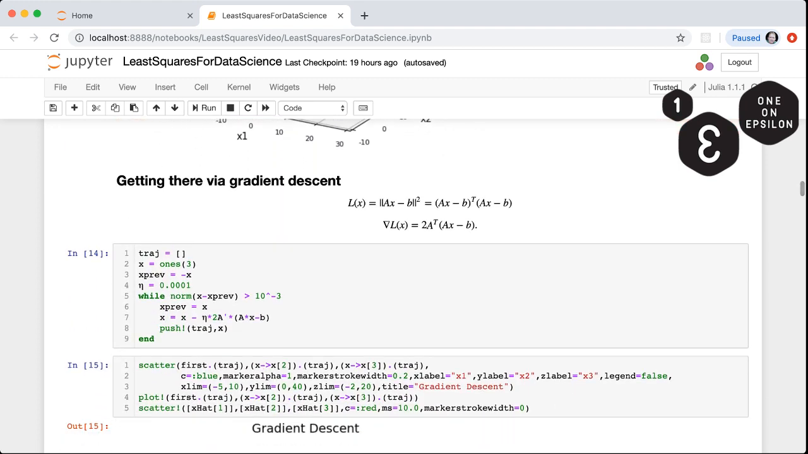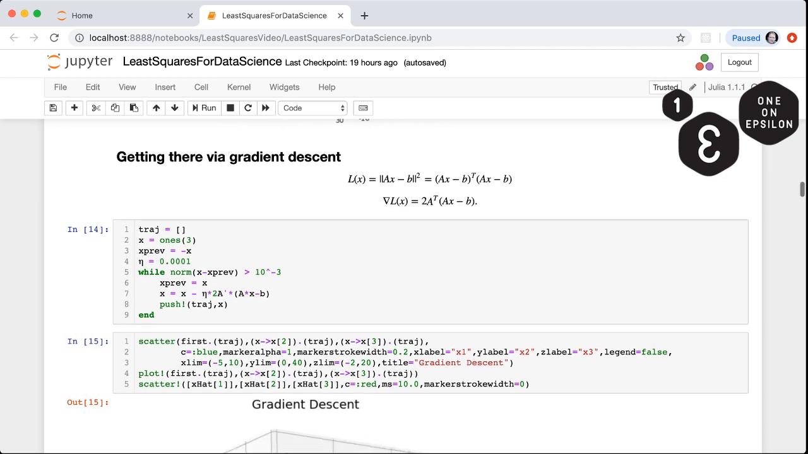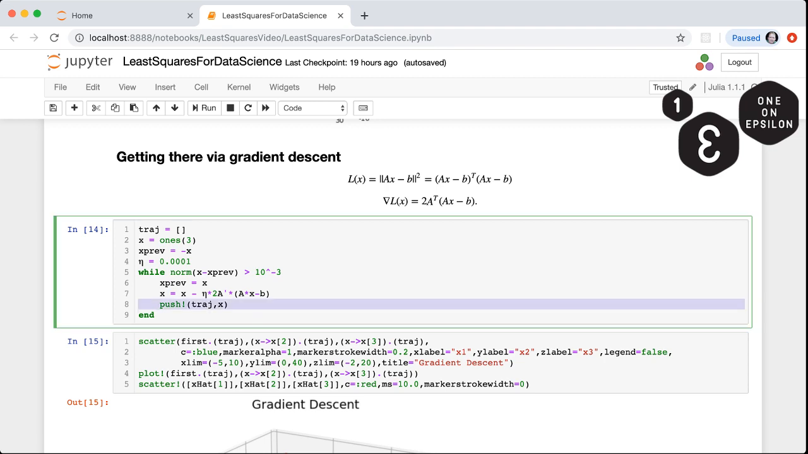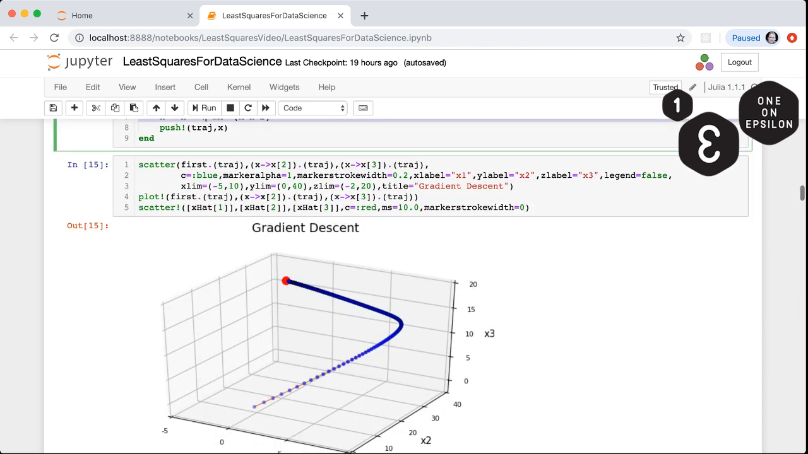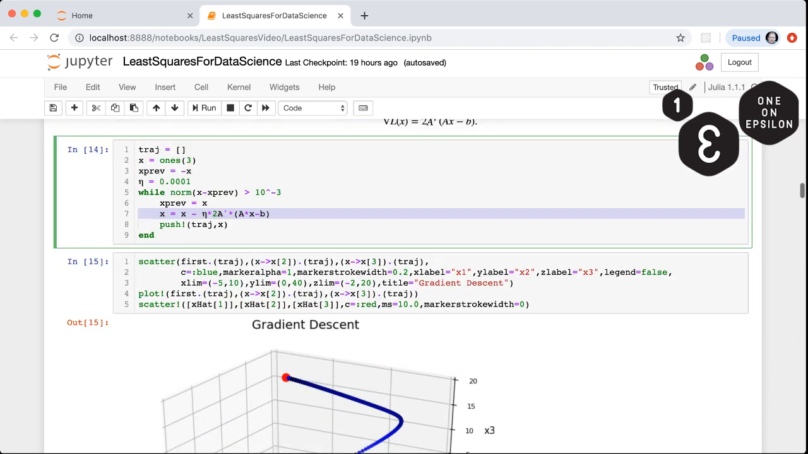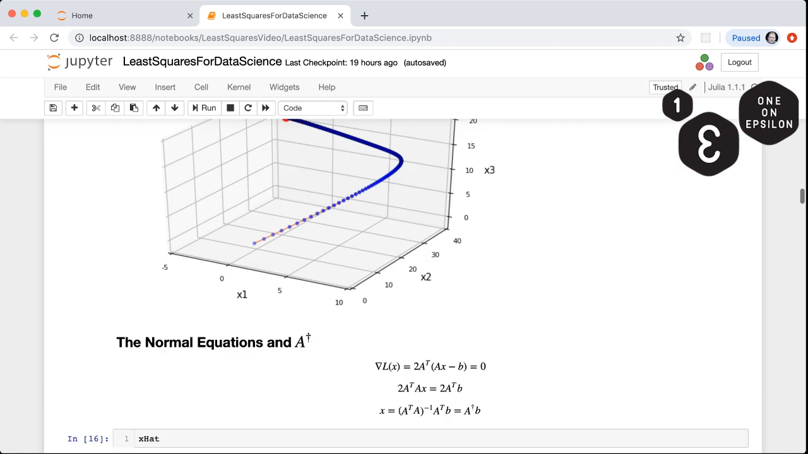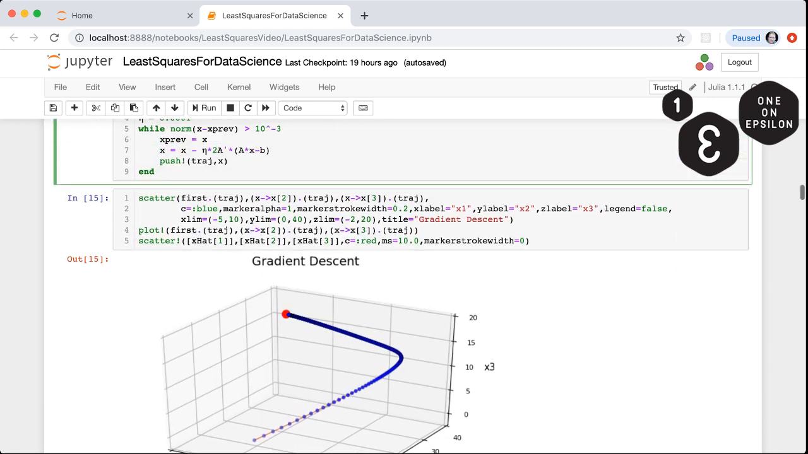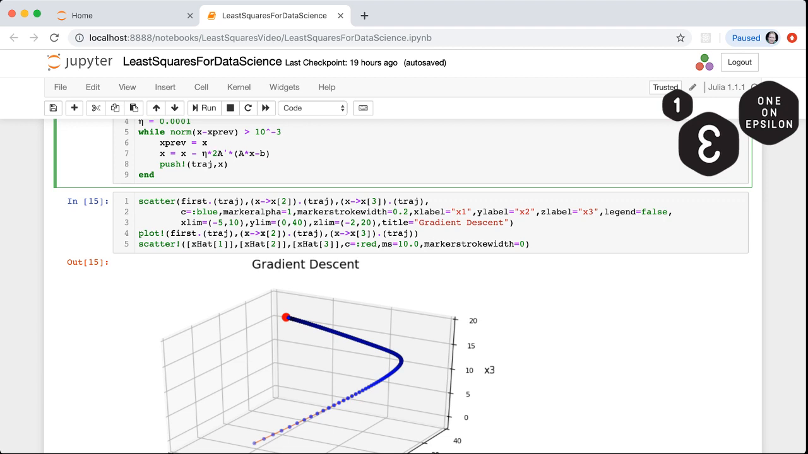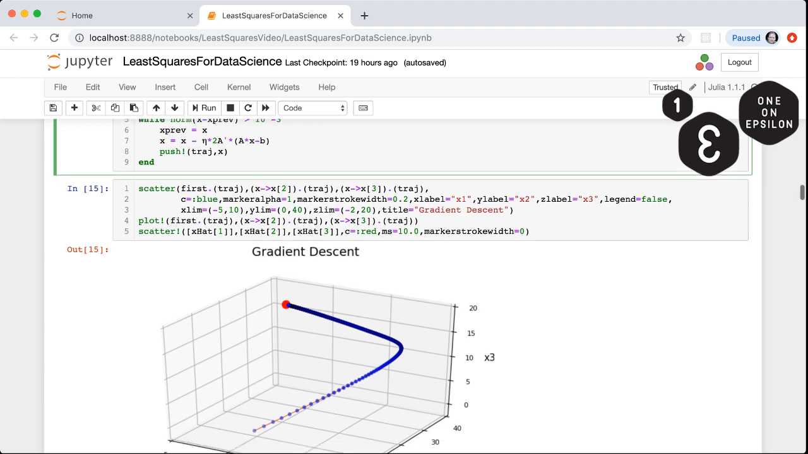One way to get this is via gradient descent. So you look at the loss function and you compute its gradient. This happens to be the matrix expression for its gradient. And then you run a gradient descent algorithm with learning rate eta. If you look at the trajectory of a gradient descent that starts at the point 1, 1, 1, and then just moves in the direction opposite of the gradient, we end up very close to the optimal point.